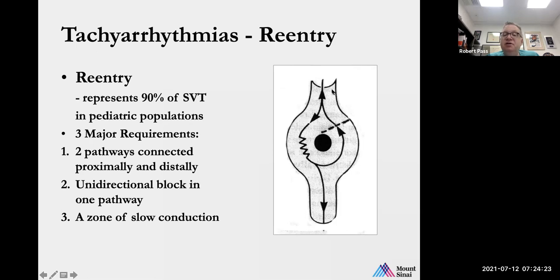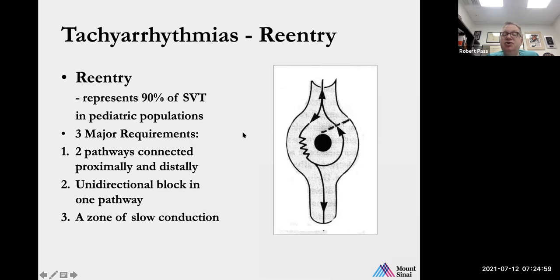So for example, if I put a premature atrial contraction in that was too early to go down this pathway, but this pathway could conduct, then it would go down the pathway. Now, if there was not a zone of slow conduction, it would just come around very rapidly and the other pathway would still be refractory from the prior APC that blocked in the pathway. However, if there were a zone of slow conduction, there would be enough time for the other pathway to no longer be refractory, allowing for reentry.